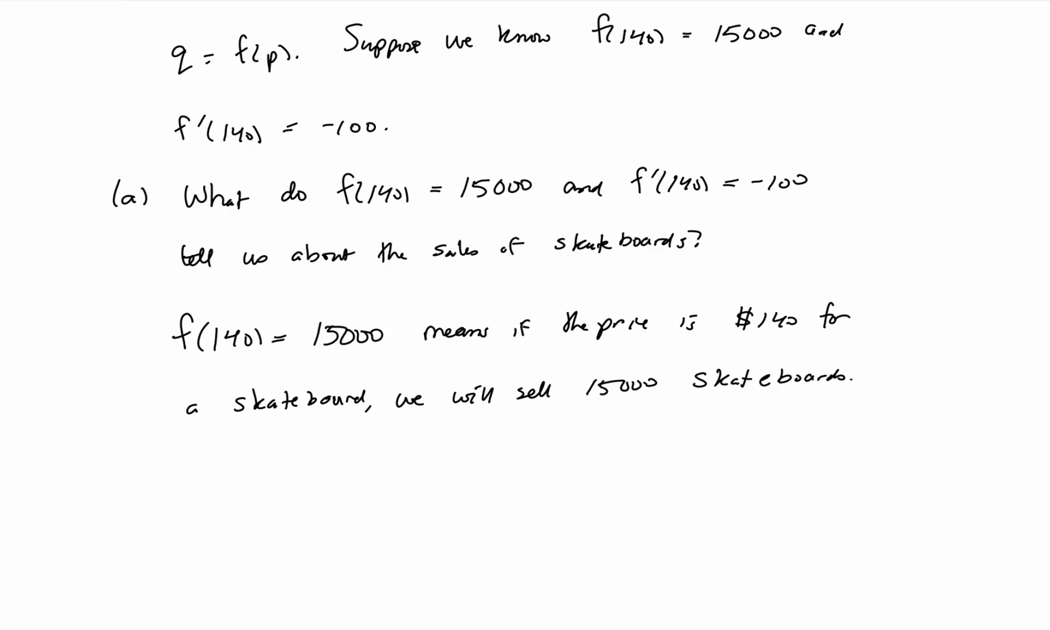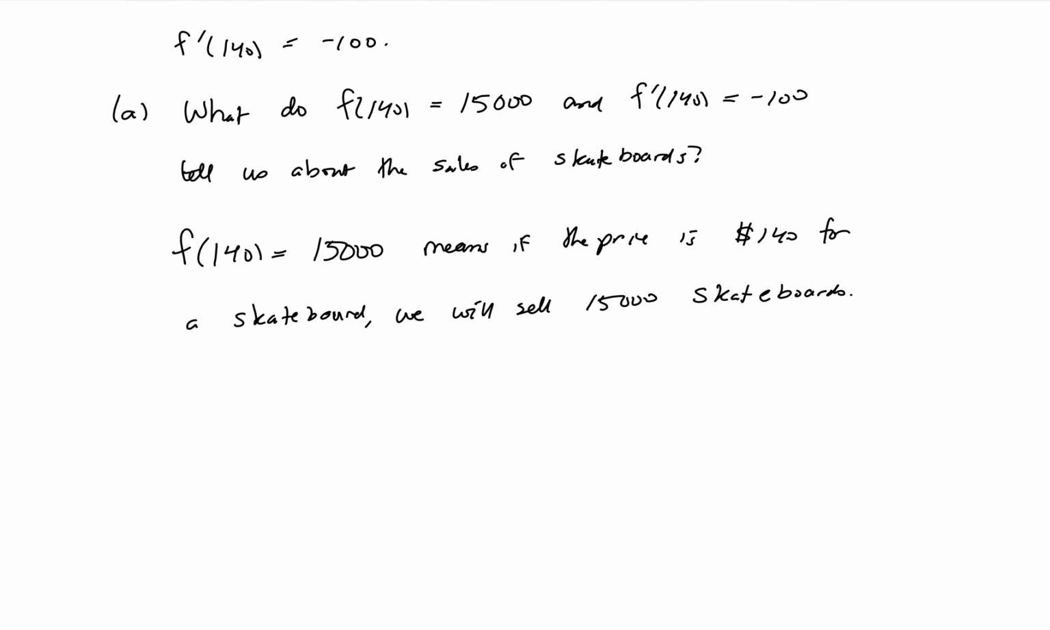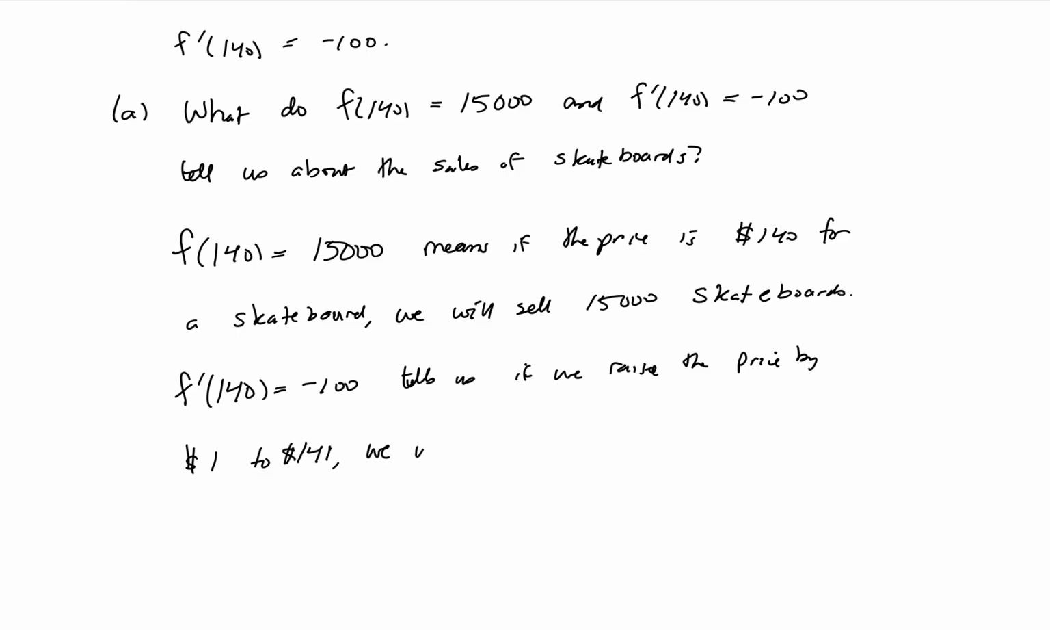Now, the derivative is telling us if we change the price of the skateboards, how will it affect the number? So F prime of 140 equals minus 100 tells us, if we raise the price by $1 to $141, we will sell about 100 less skateboards.